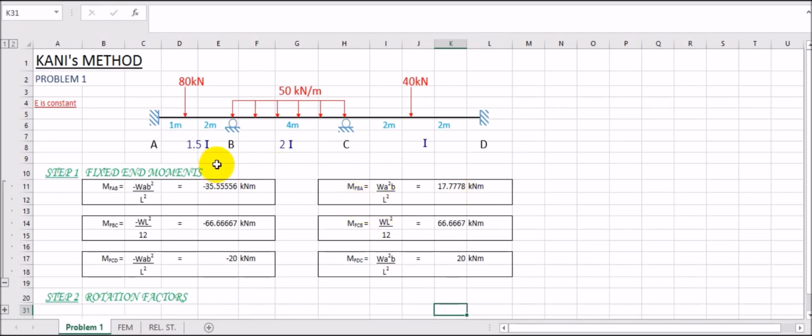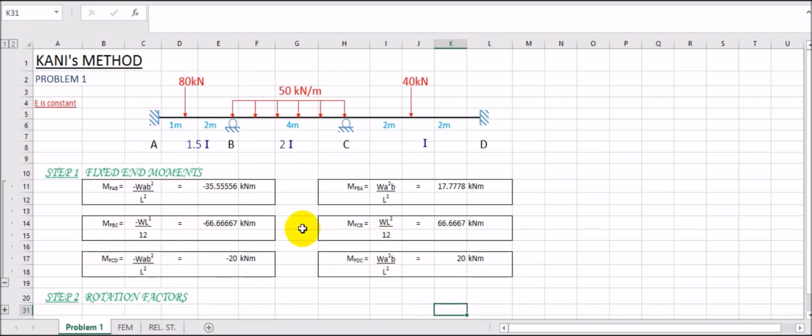You can choose your own sign convention. You can take anti-clockwise as positive and clockwise as negative, but care has to be taken that the sign convention you follow has to be followed throughout the sum, till the sum gets completed. So let us find the other fixed end moments here. MFBC is minus W L square by 12.